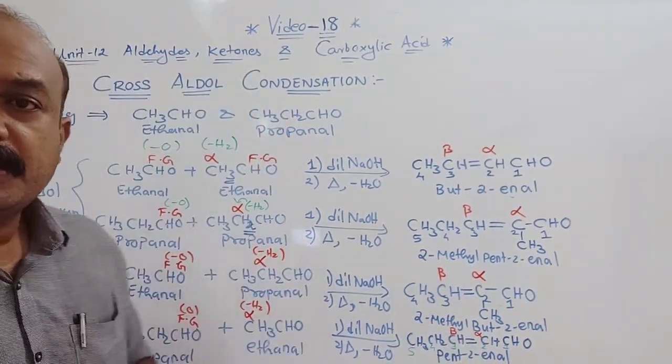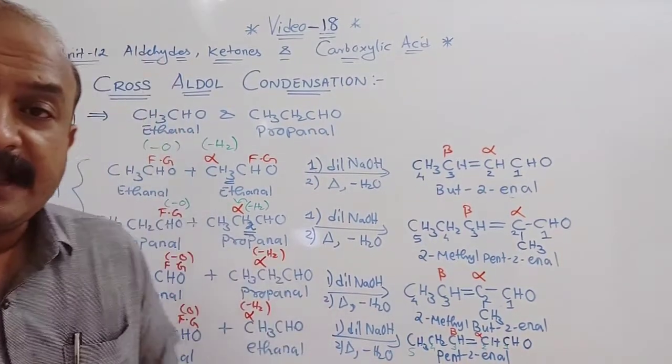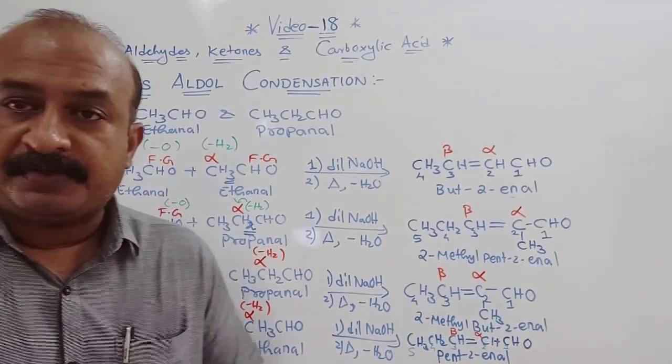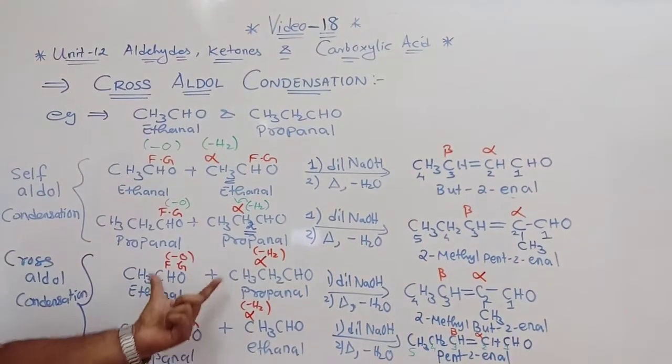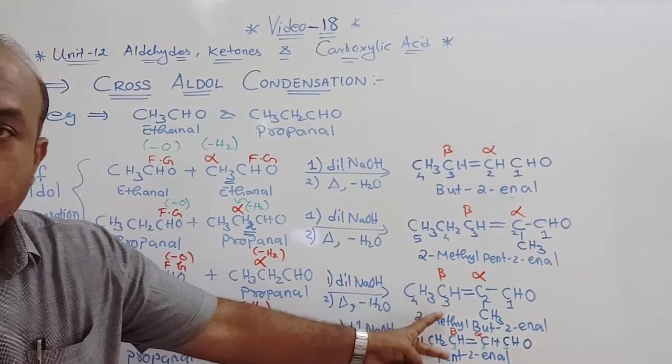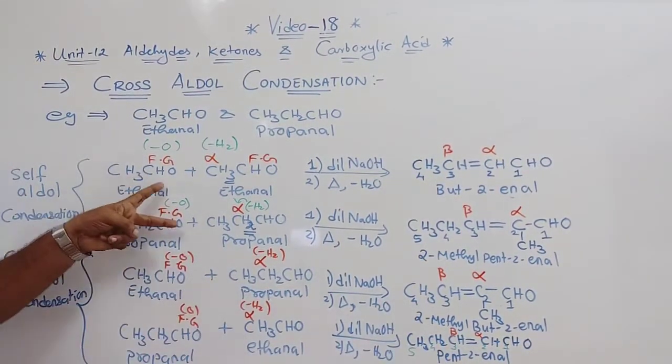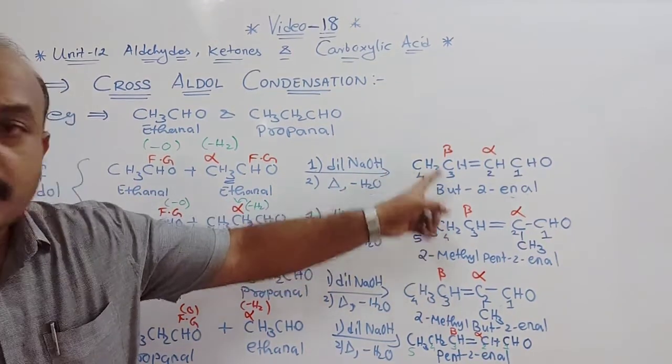So always remember, the double bond is formed between the alpha and beta carbon only. If you take two different aldehydes, you will get cross aldol products. If you take two same aldehydes, you will get a self aldol product.